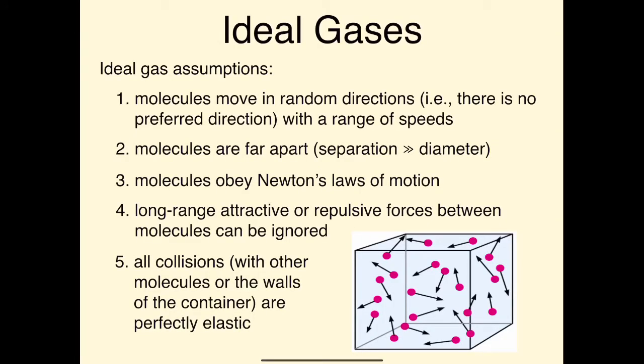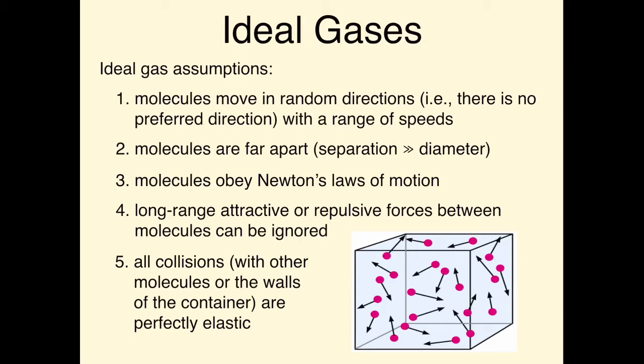All right, so the first thing we're going to cover is what are some of the assumptions that we make when we refer to an ideal gas. What makes something an ideal gas? So first, an ideal gas consists of a really large number of molecules that move in random directions with some range of speeds. So what that means is there's no preferred direction of their motion. It's not like they're moving more in the X direction than they're moving in the Y direction. There's just no preferred direction for their motion.